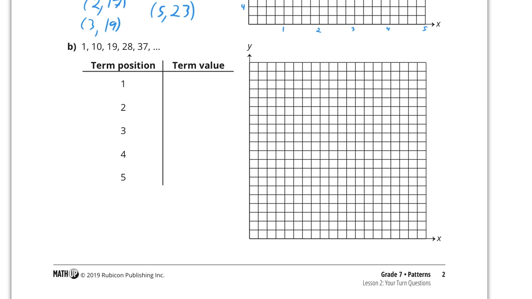We're going to take the first term, and we're going to say that first term value is going to be a 1 because I'm looking up here. The first term, the second term, the third term. All I'm going to do is put them down here. So the second term is a 10, third term is 19, then a 28, followed by a 37.